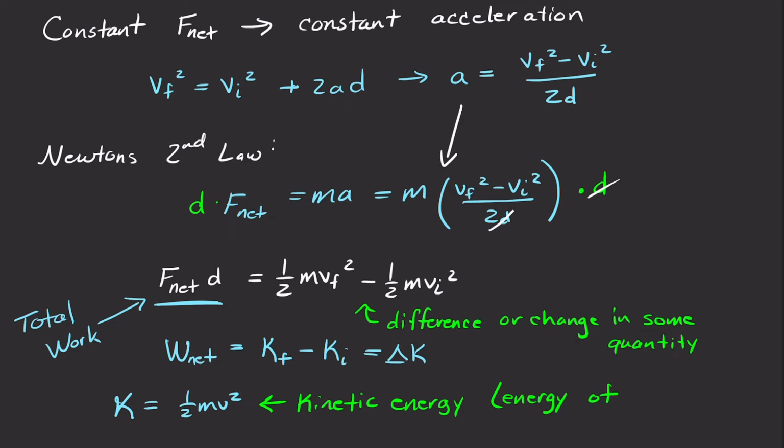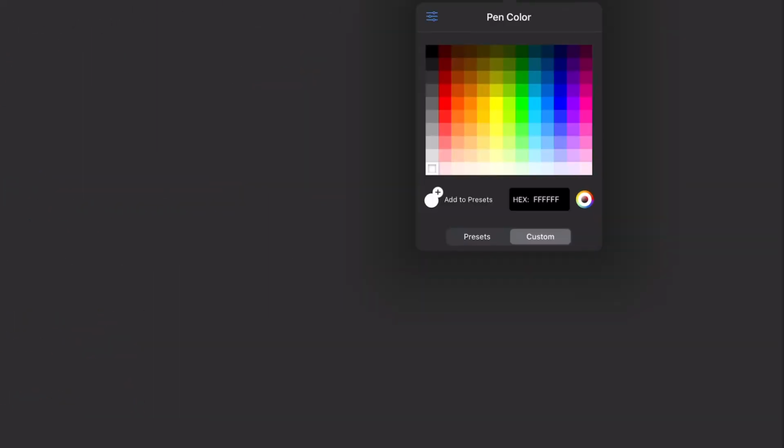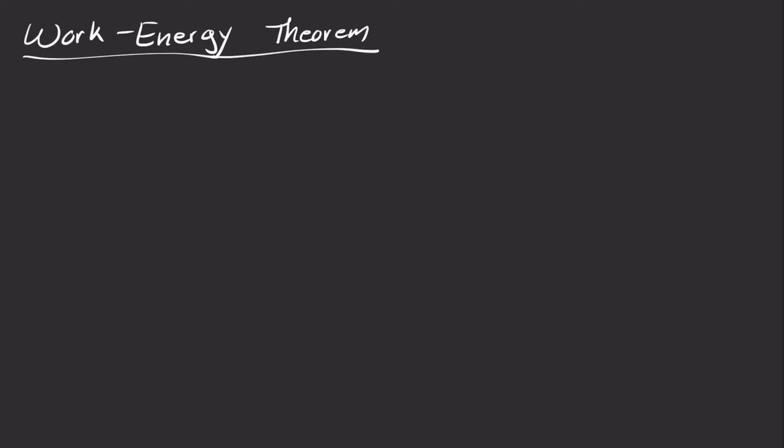So kinetic energy is the energy of motion. And it has units, just like work, of joules. So this is known as the work energy theorem. Assuming constant forces, you can derive it using Newton's second law and kinematics very easily, as we just did. So work energy theorem.